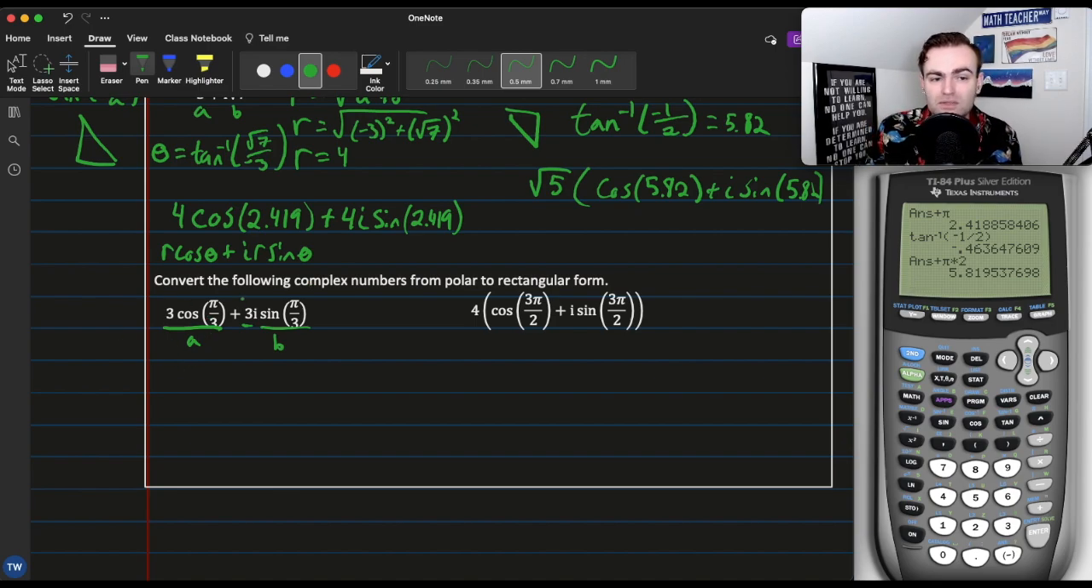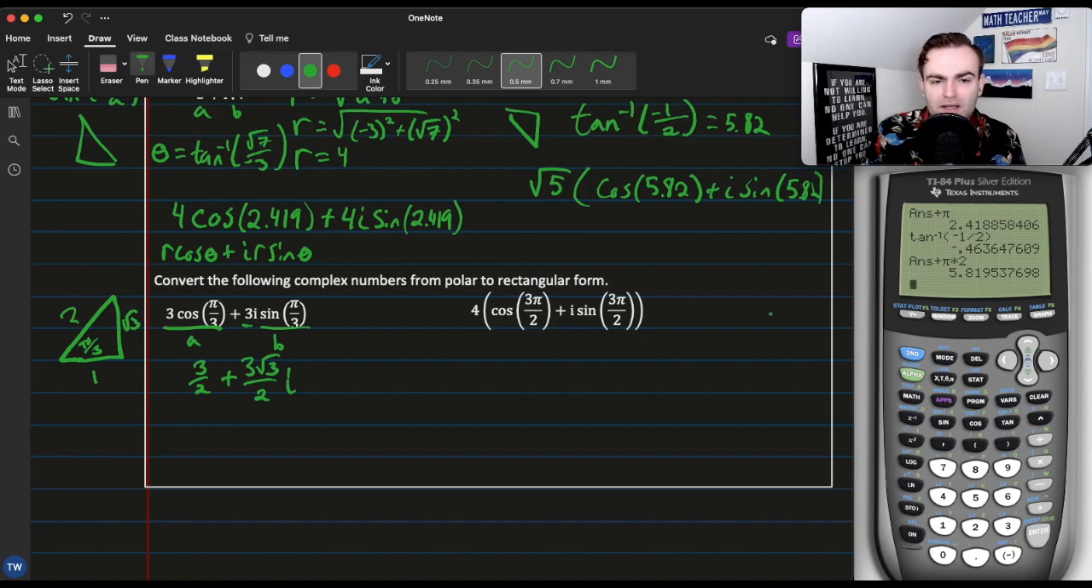So let's draw the triangle, because again, these are special angles. Let's use their special triangles. So pi over 3 would be the middle, so this would be 1, root 3, 2. Cosine would be 1/2, so this would be 3/2, plus sine would be root 3 over 2, so it would be 3 root 3 over 2 I. Not bad, right? Super not bad.